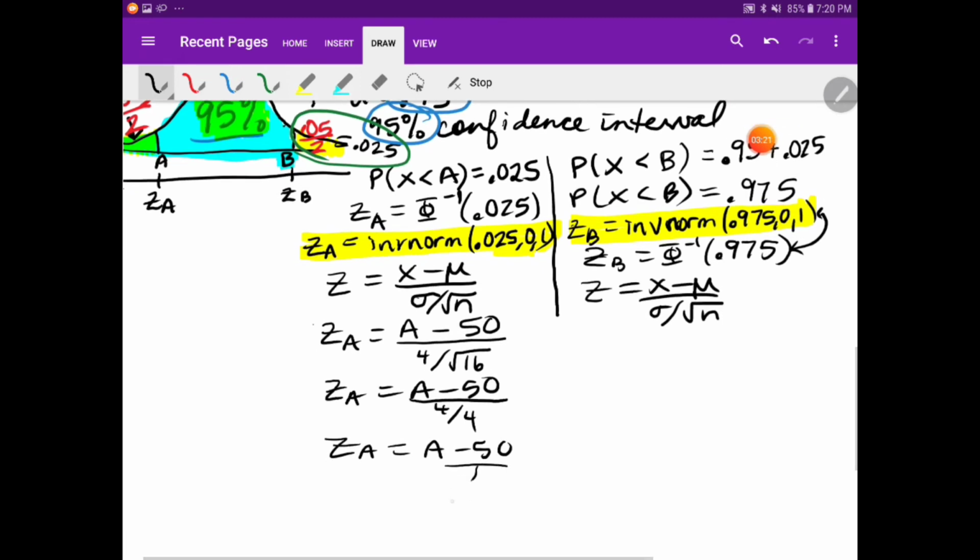So that would be A equals 50 plus 1 ZA, but you wouldn't really have to put the 1. And then this should work the same way, ZB. So you're just getting used to this.